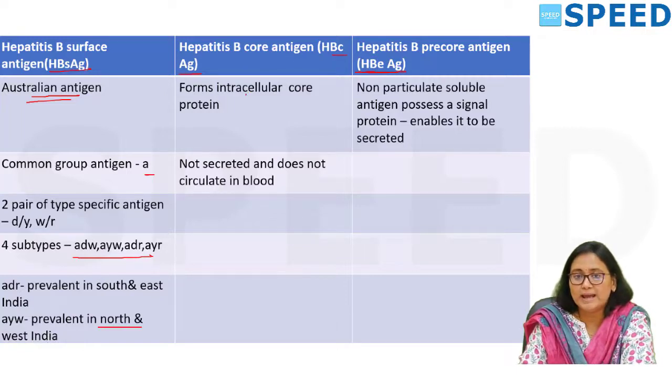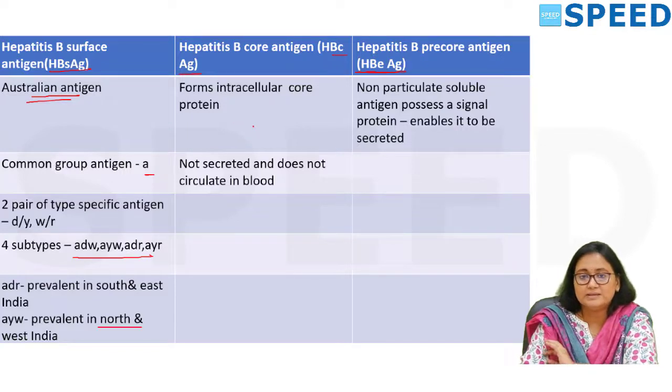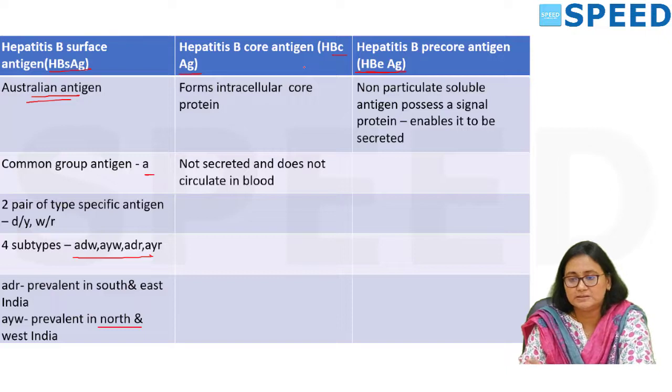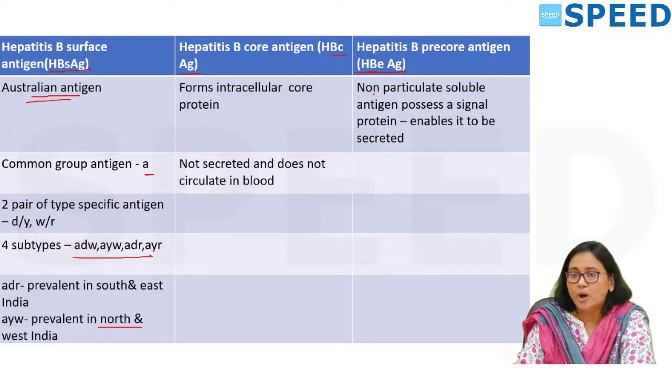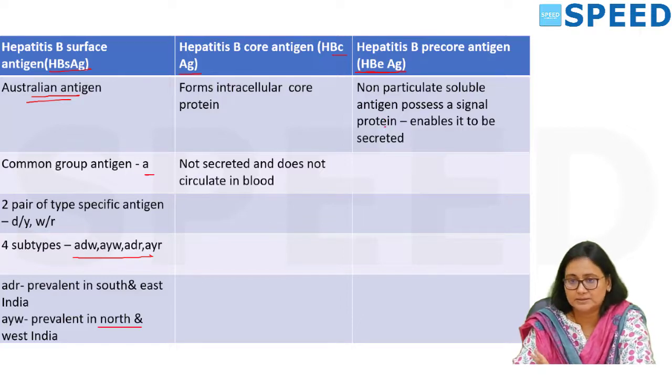Hepatitis B core antigen forms an intracellular core protein and it never gets secreted in the circulation. So you can never detect hepatitis B core antigen. If you see hepatitis B pre-core antigen, which is envelope antigen, it is a non-particulate soluble antigen and it gets secreted.